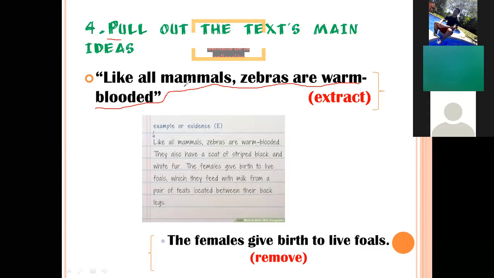For example, pull out. What is pull out? This phrasal verb, pull out, in simple words means extract or remove. That is pull out. Pull out is extract or remove.